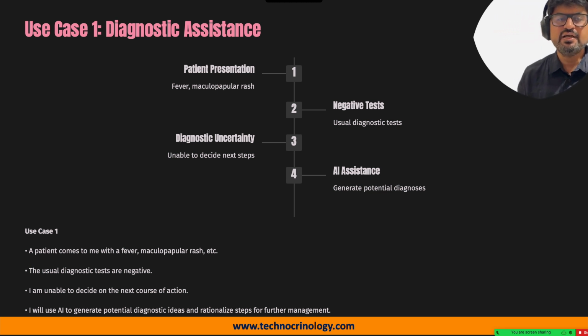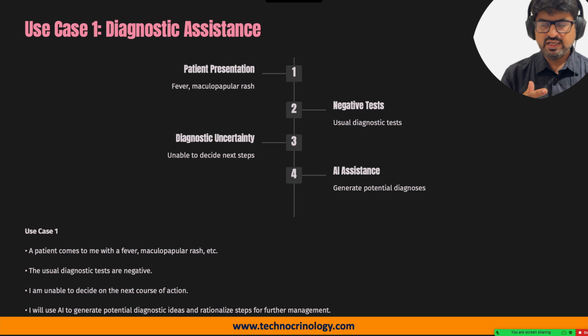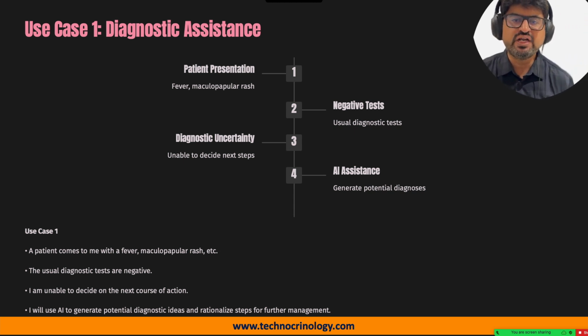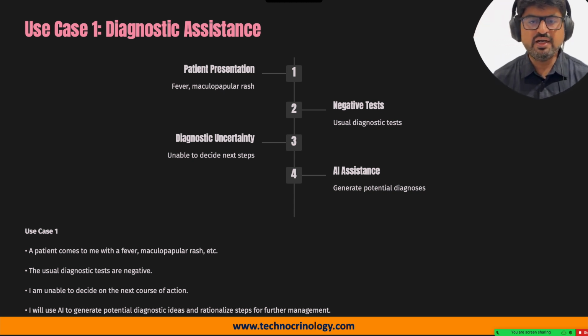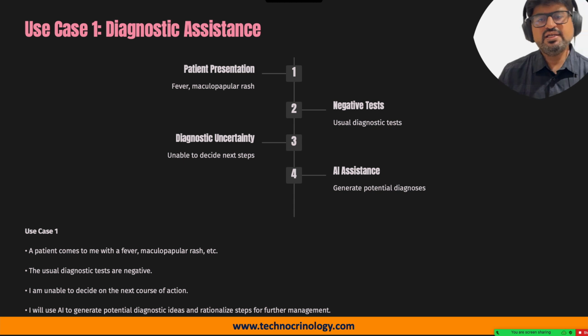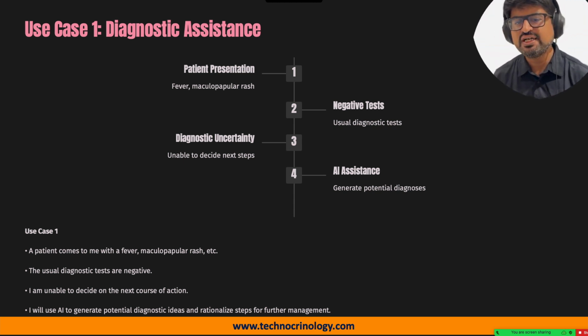For example, let's say you want to use it for diagnostic assistance. I'll show you a real-life example in the upcoming presentation. A patient comes to you with fever and maculopapular rash, and let's say you're an infectious disease specialist or an internist, and all the usual diagnostic tests, dengue, malaria, etc., are negative. So there's a diagnostic uncertainty there.